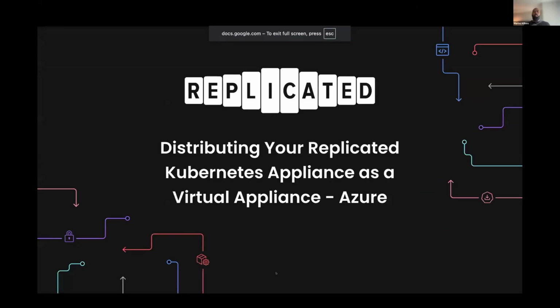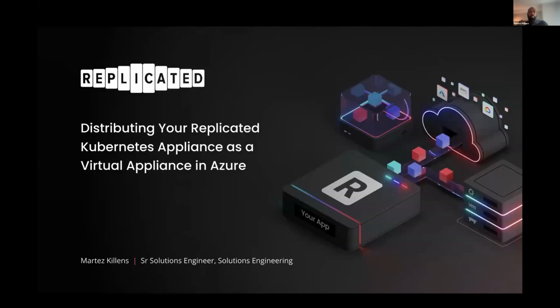Thank you, Mark. As Mark said, I'm Martez Killens, a solution engineer here at Replicated. Today I want to talk to you all about distributing your Replicated Kubernetes appliance as a virtual appliance in Microsoft Azure. Today's talk was inspired by Chuck D'Antonio, who you probably heard from a few minutes ago. In his RepliCon Q1 talk, he talked about building out this virtual appliance using VMware vSphere and OVA templates. Today I want to extend that concept and move it out to Microsoft Azure using Azure images.